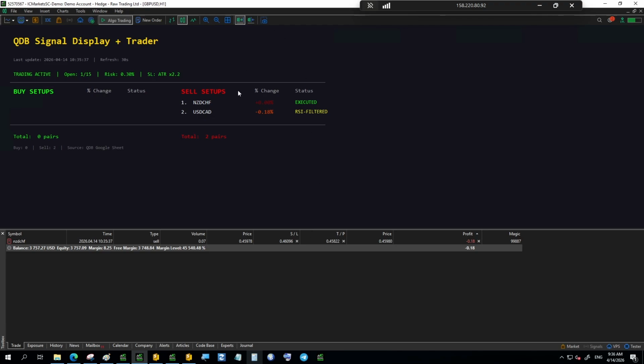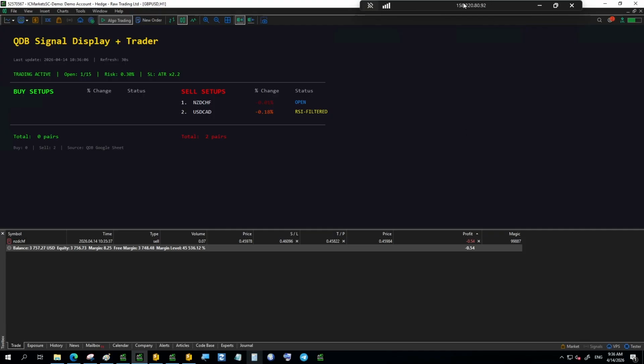Now, the dollar CAD's not coming through because we're RSI filtered. So we have to wait until we're not overbought, and we have to wait until we're not oversold, because therefore we'll get a better entry. If we allow a retracement, say if we got a sell, it's better for it to come up a little bit first, and then we get a better place to short.